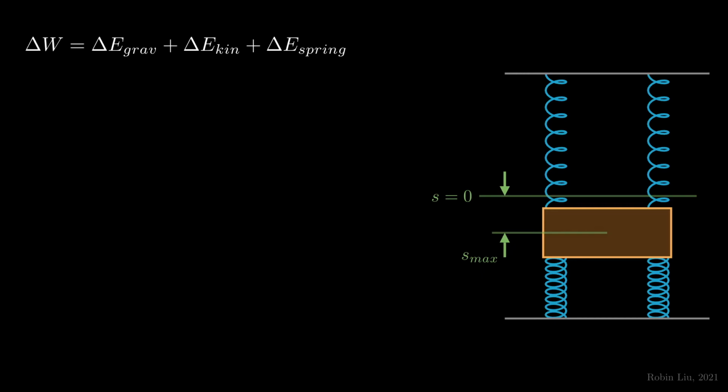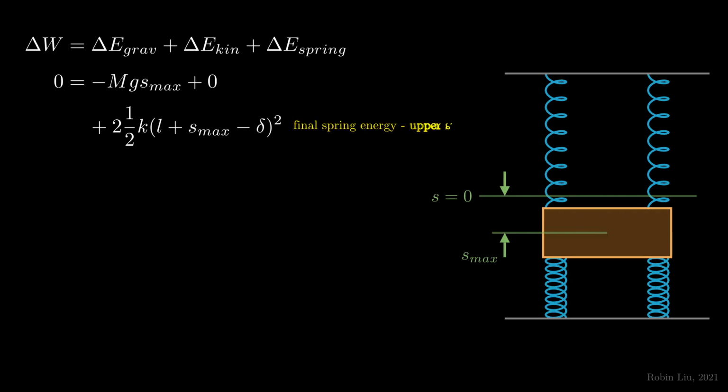So, there's no work, a loss in gravitational potential energy, and no change in kinetic energy. Now we have to consider the springs. The interesting part of this problem is that the springs have been pre-compressed, so we have to consider that when we're finding the spring energies. The final stored energy in the upper springs is given by this expression. The final length of the upper springs is L plus S max, and we subtract delta to find the displacement of the spring from its neutral position.